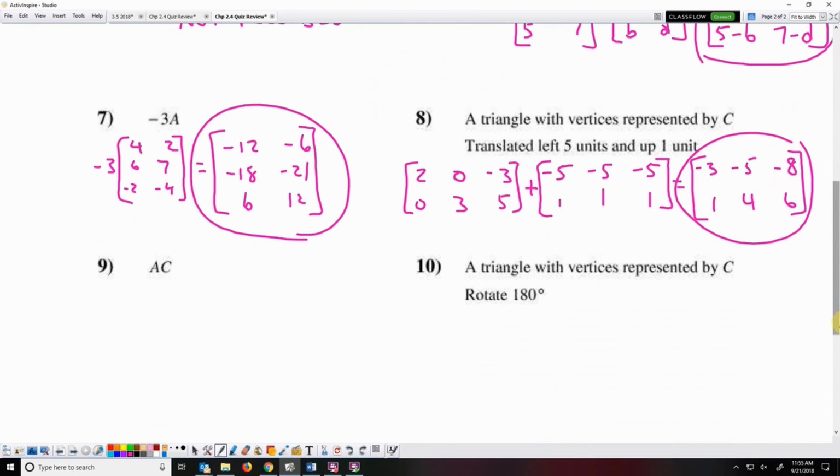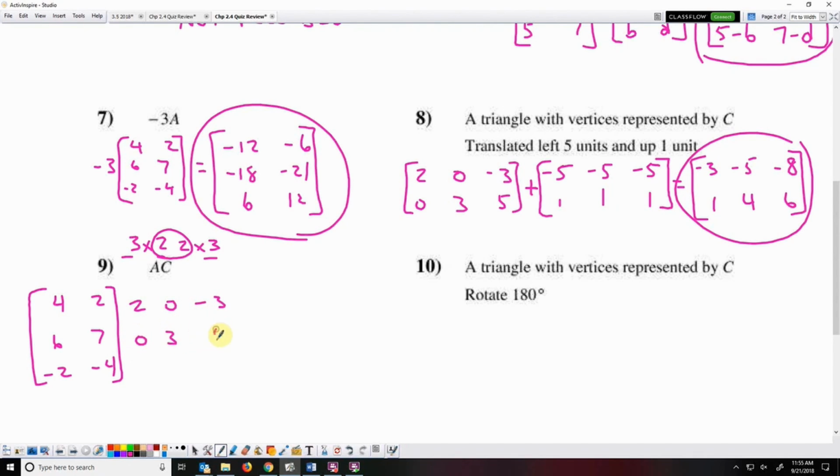Matrix A times matrix C. Matrix A was a 3 by 2 matrix, and matrix C is 2 by 3, so this is going to be possible, and the result is going to be a 3 by 3 matrix. Okay, so matrix A from the top looked like this: 4, 2, 6, 7, negative 2, negative 4. So there's matrix A. Matrix C, 2, 0, negative 3, 0, 3, 5.